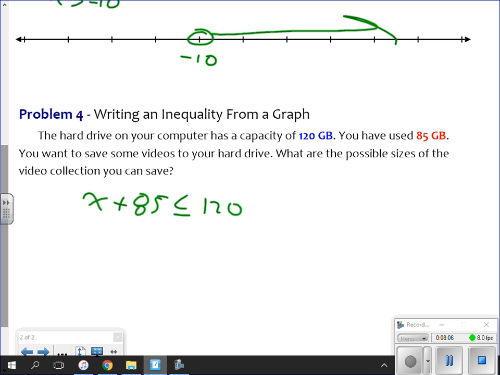And then solve it. Subtract 85 from both sides. And X is less than or equal to 35. So I have 35 gigs of room left on there that I can put stuff on. Okay? It's not bad.